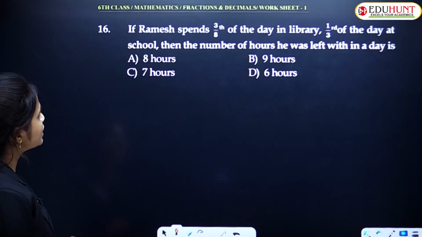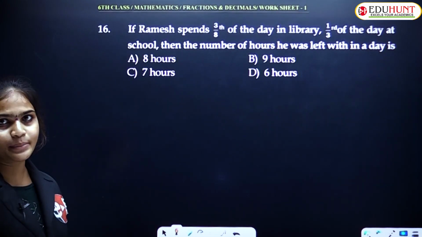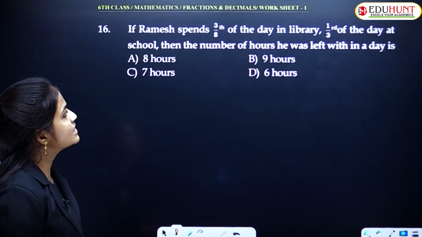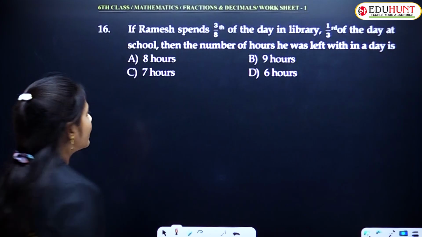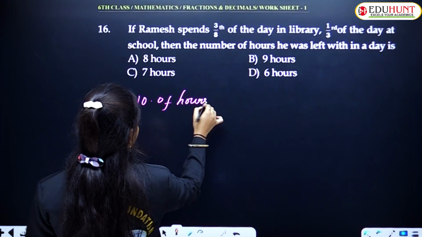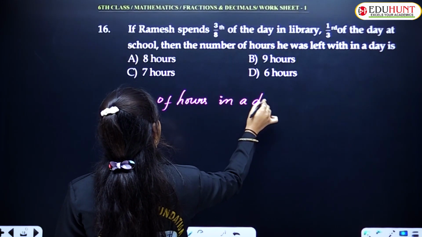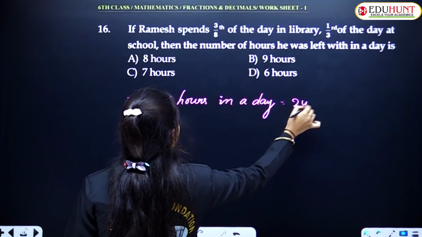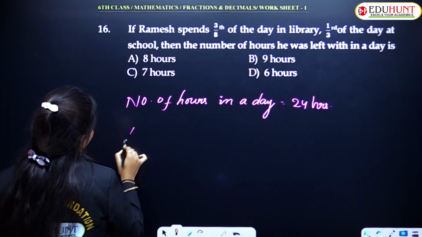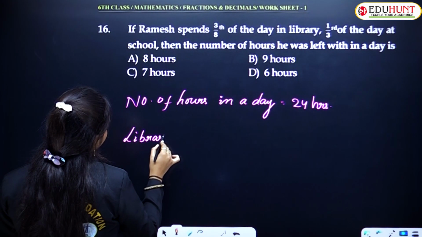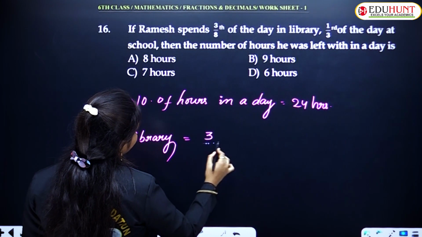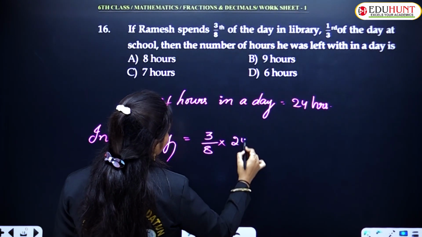16th one. If Ramesh spends 3 by 8th of the day in a library, next 1 by 3rd of the day at school, then the number of hours he was left with in a day. Okay, so number of hours in a day is equal to 24 hours. Ramesh spent in library, so in library how much time he spent? 3 by 8th of total hours, 24 hours.